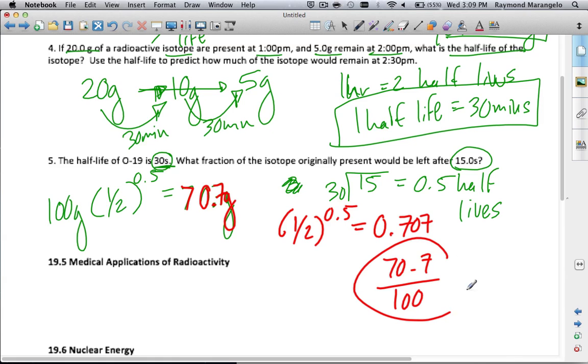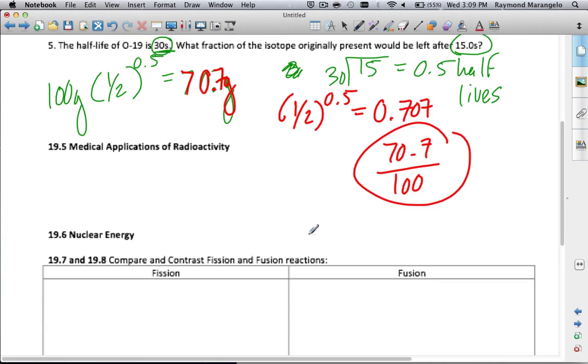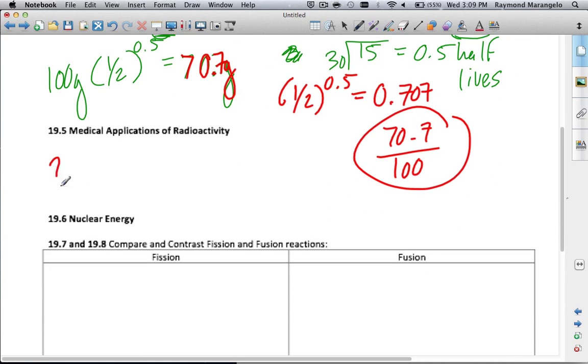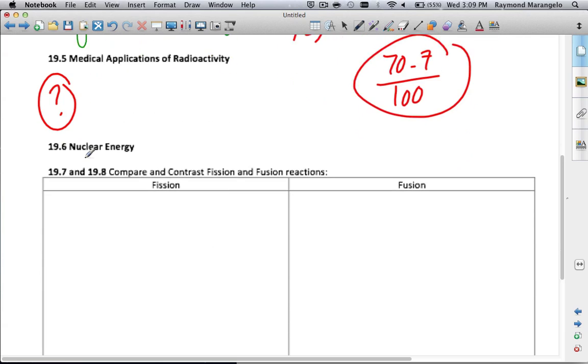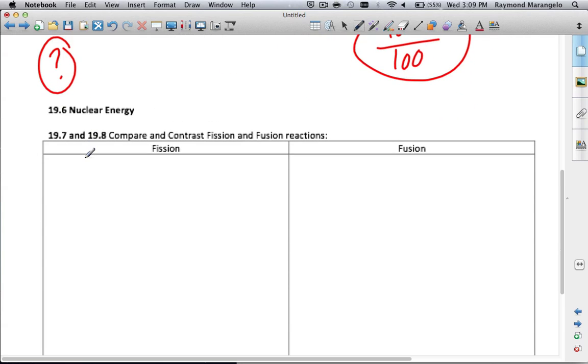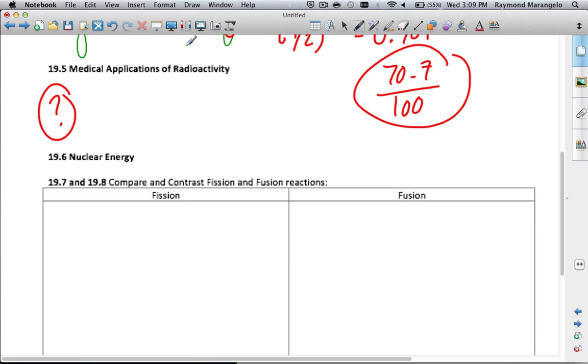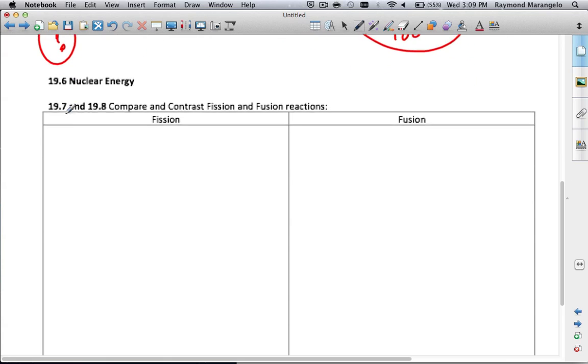Okay, there's your fraction. Medical applications of radioactivity. You can research this on your own if you want. MRIs and different usage of radioactive material to trace the blood flow in your body, things like that. We won't be tested on that.